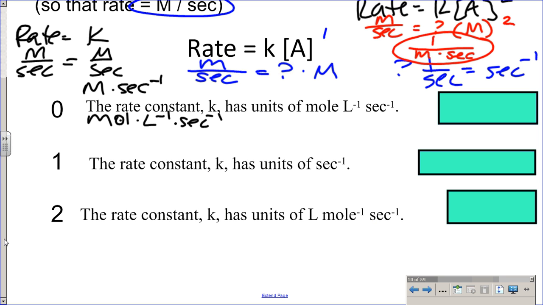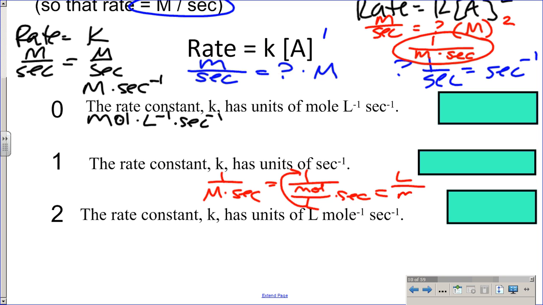There you go. Oh, also written as liters, because, you know, molarity on the bottom, if it was 1 over molarity times seconds, molarity in the bottom is technically 1 over moles over liters times seconds. But those liters go up top. That's liters over moles seconds. And that's why you get the moles in the bottom with the liters on the top. Good? We're going to practice that, okay?